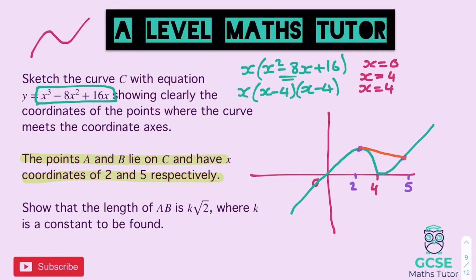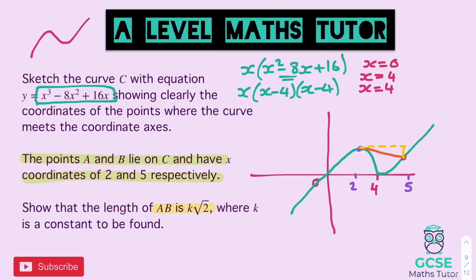work out. And obviously it says in the question here, show that the length of AB is k root 2, where k is a constant to be found. So we're going to find out what that number is again. Now obviously we can draw our little right angle triangle in. It's going across from 2 to 5, so we can already really work out that change in x, and then it's coming down as well, and we're going to work out that distance.